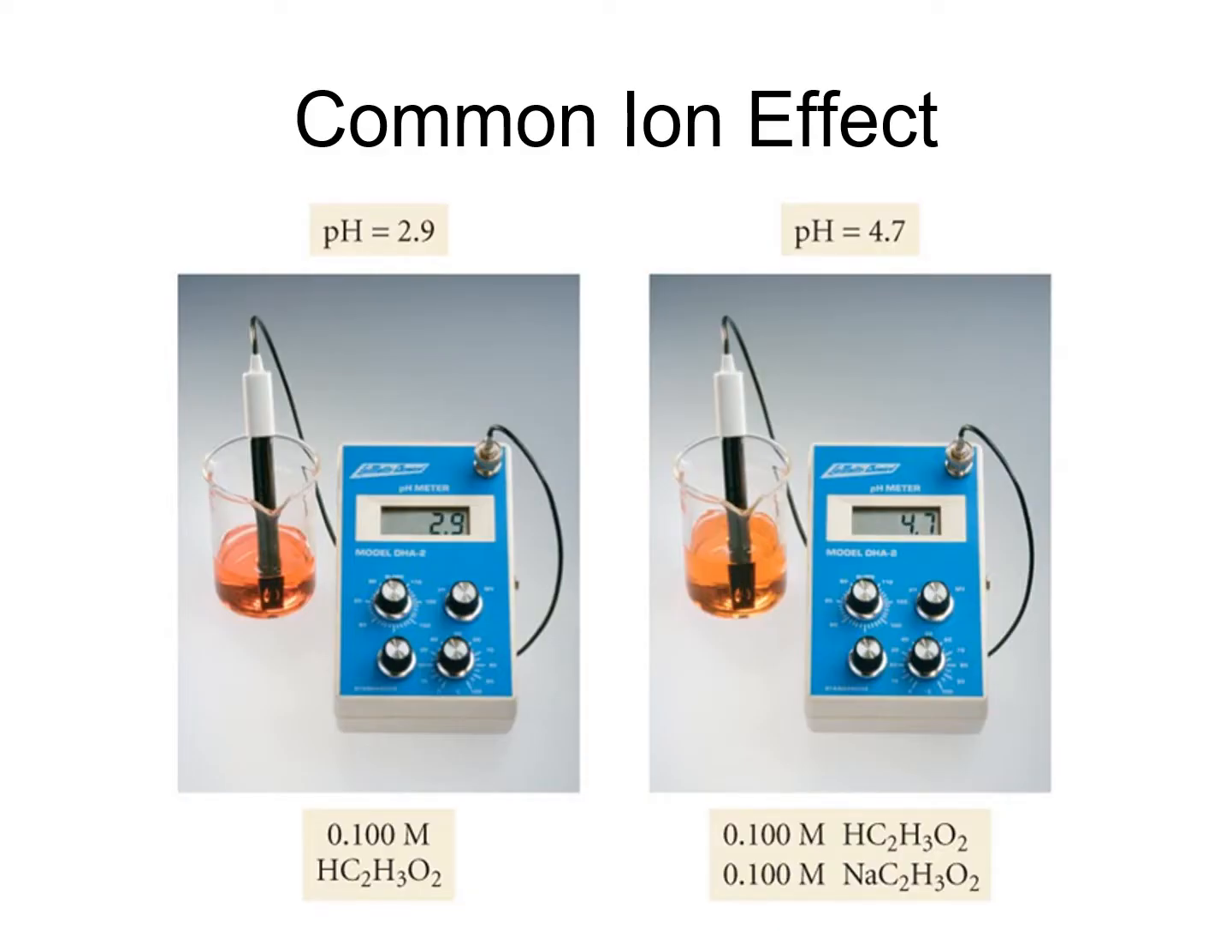Here you notice we have a pH probe in a 0.1 molar acetic acid solution that's at about 2.9. But as soon as we add that sodium acetate, the pH is now at about 4.7.